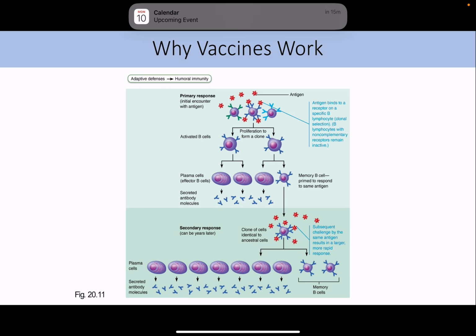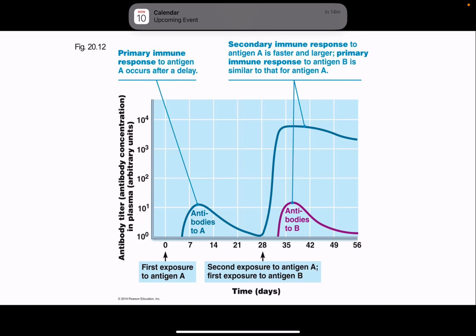Why do vaccines work? Again, it's because your secondary response is always going to be bigger than your initial response. So if you are given a vaccine, your body already knows what to look for. It already knows what that particular pathogen is. So if you're ever exposed to it in nature and in real life, then you can have a much larger response. You can see this in the diagram here.